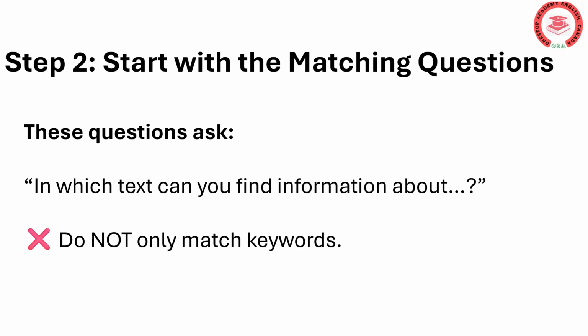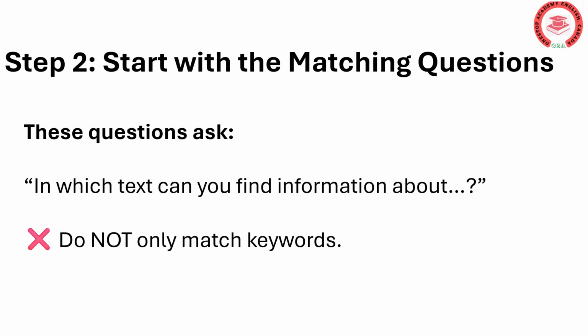Step 2. Start with the matching questions. After previewing the texts, go directly to the matching questions. These questions ask, in which text can you find information about? Your goal is to identify whether the answer is in A, B, C, or D. But here is the important part.